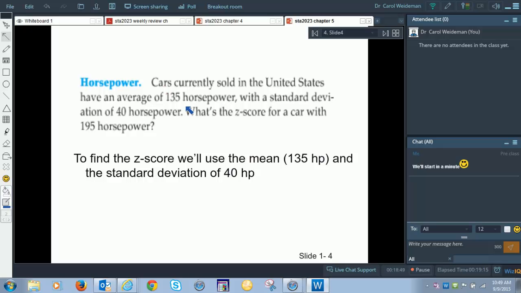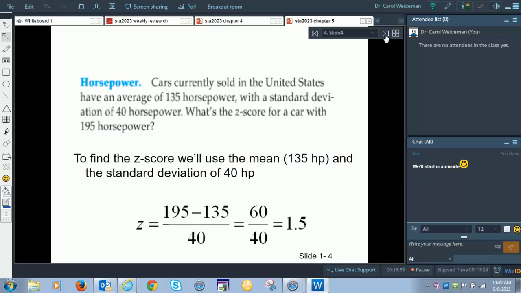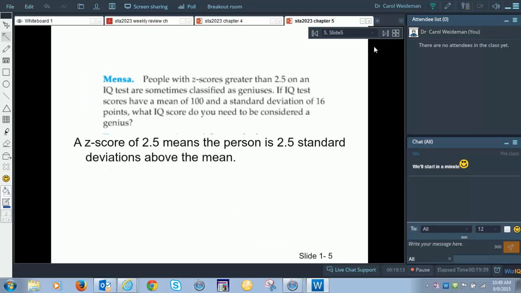Okay, let's find a z-score. Cars currently sold in the United States have an average of 135 horsepower, with a standard deviation of 40. What's a z-score for a car with 195 horsepower? Okay, so we're going to use our little formula. Z-score is the data value we're interested in, 195, minus the mean, divided by the standard deviation. So this car is 1.5 standard deviations above the mean. That's how we interpret the z-score.